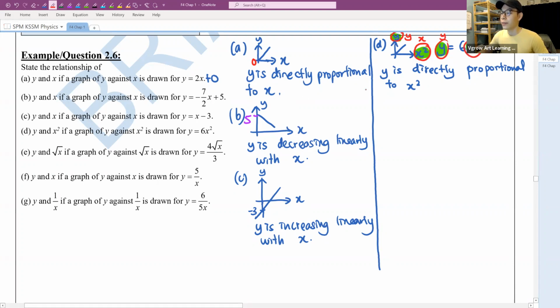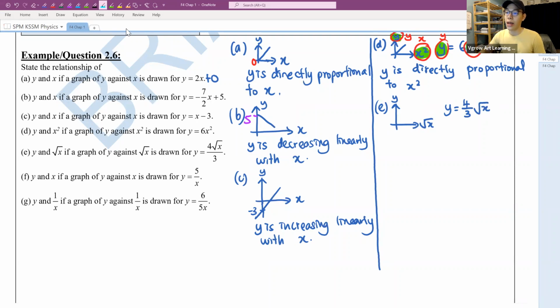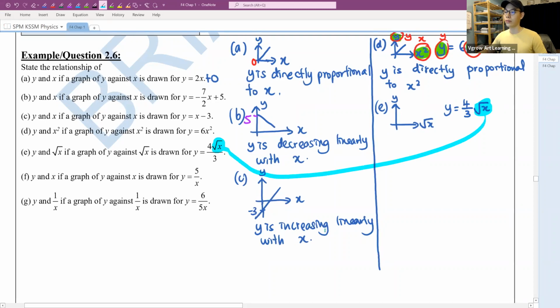Okay, so we look at part E. Now they want to find the relationship of y and square root x. The graph of y against square root x is drawn. The equation looks complicated because there is a fraction there. But if you pull out the fraction, the 4/3 is actually just a number. Am I right that the square root x, I can write on top or at the side, it is the same?